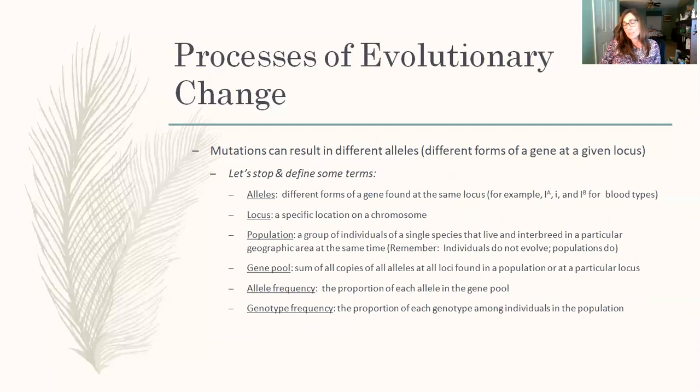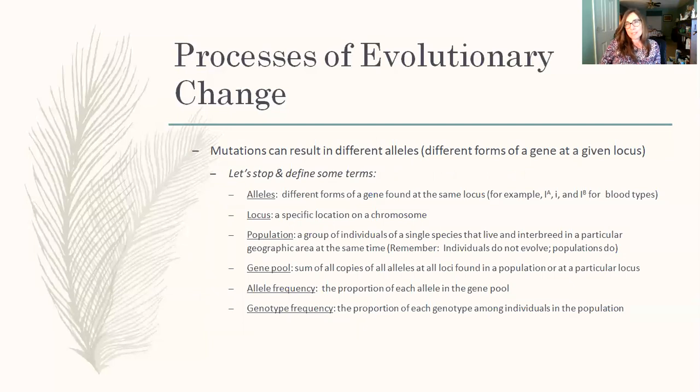Those mutations, as we talked about before, can result in different alleles. And remember that alleles are different forms of a gene that occur at a given locus. So, for example, at the locus for the gene for eye color, one allele might be brown eyes, one allele might be blue eyes.